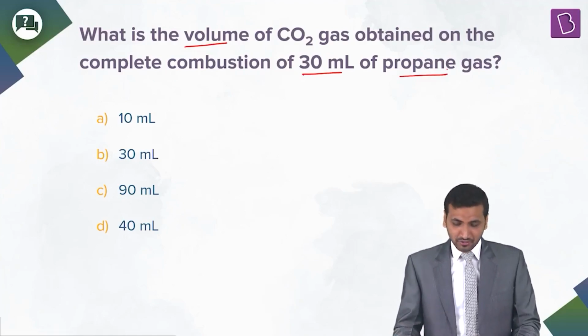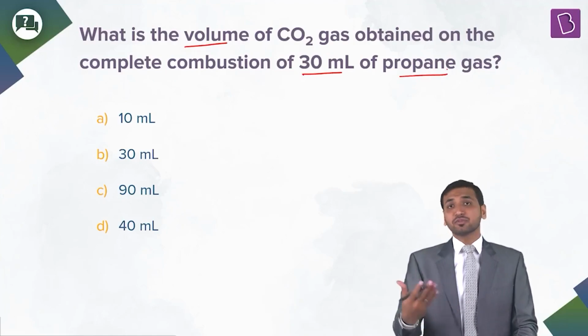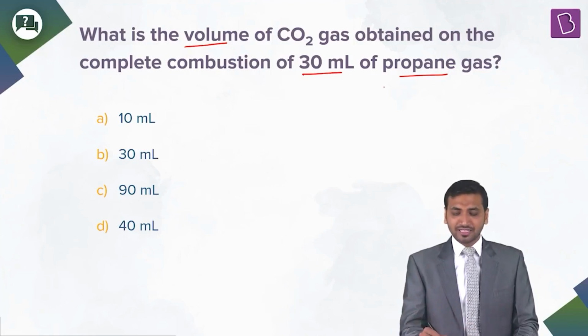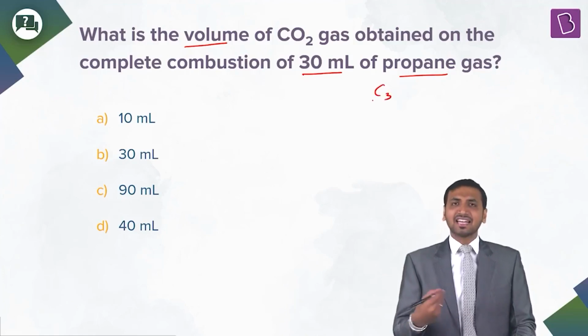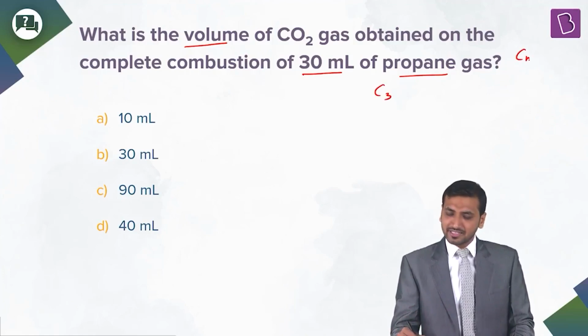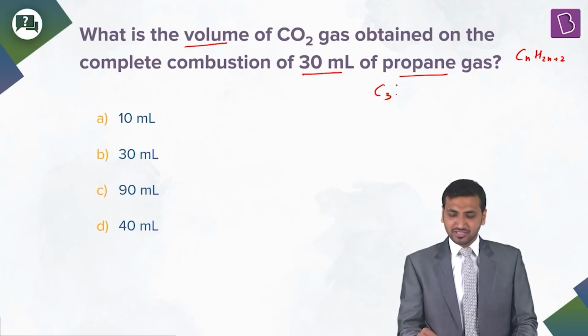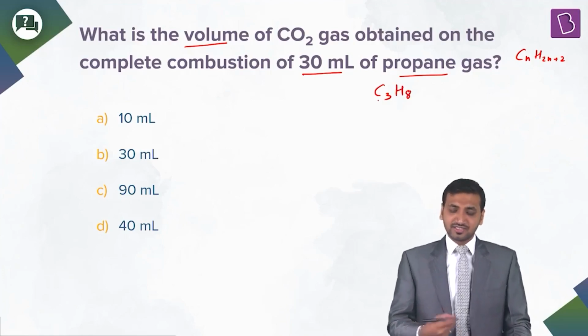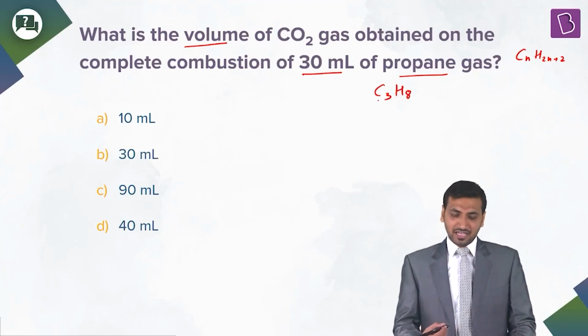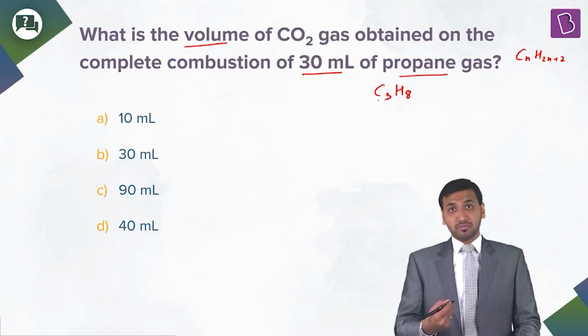Okay. The very first thing, what is the formula for propane gas? Prop is for 3, so it will be 3. And ane, the general formula for ane is CnH2n+2. So it will be 3 into 2, 6 plus 2 is 8. So C3H8. This is the gas that we have, and we have to do the combustion reaction for it.